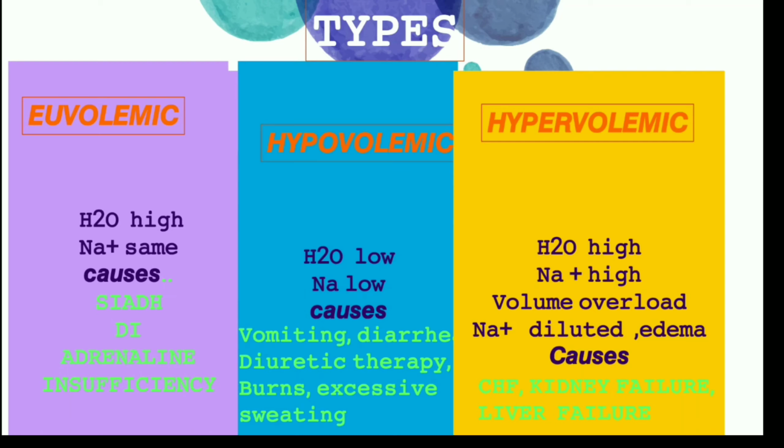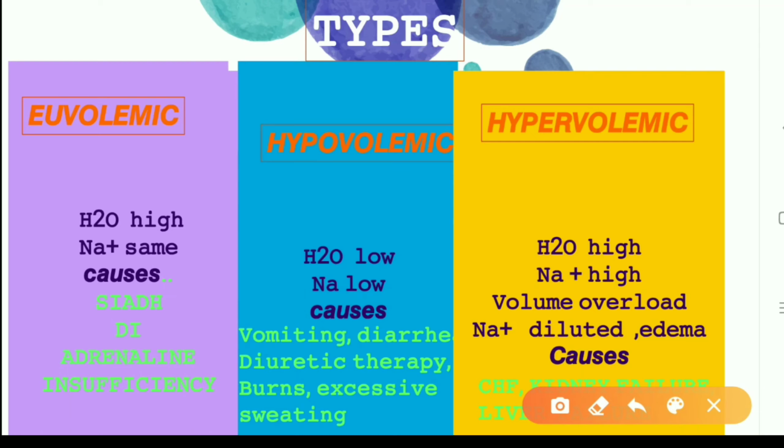The main causes of this euvolemic hyponatremia are SIADH, that is syndrome of inappropriate antidiuretic hormone, and DI, diabetes insipidus, and adrenal insufficiency. These three things can contribute to euvolemic hyponatremia.